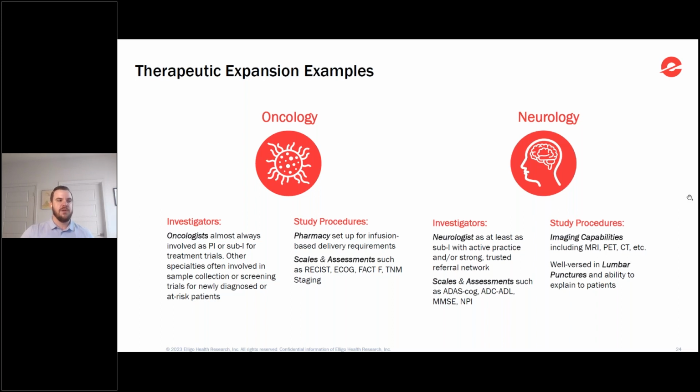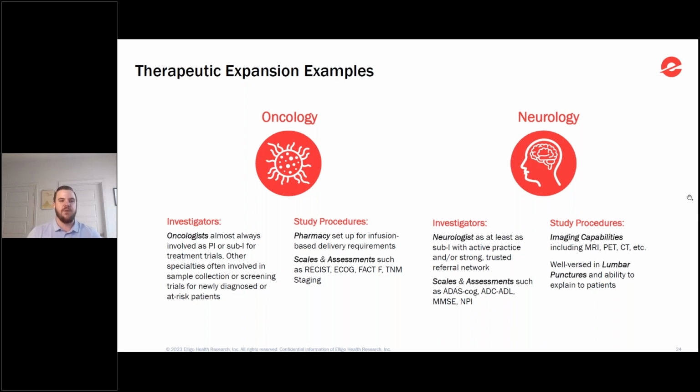And then similar to what Dawn discussed on the oncology side with scales and assessments, some of the common ones that you'll see, especially in indications such as Alzheimer's disease, would be your ADAS-Cog, MMSE, and MPI. So neurology studies in general tend to have a lot of imaging that is involved in them. That could be MRIs, that could be PET scans, it could be CT scans, it could be even more specialized imaging than that. So making sure that if you don't have these capabilities on site, which many people don't, you're partnered with an imaging center that does have these capabilities, typically through some sort of vendor agreement.